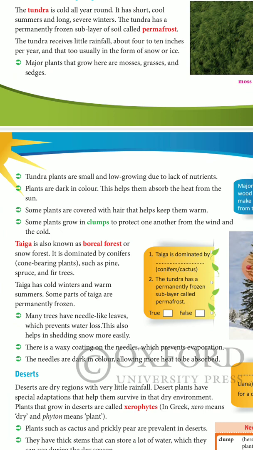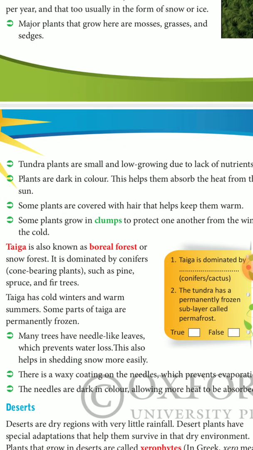That means they have more chlorophyll, and as we have studied in the 4th standard, the chlorophyll traps the sunlight. So more chlorophyll helps them absorb more heat from the sun. Now coming to the next adaptation. The plants are covered with hairs which keep them warm. So all of you have seen the yak in the cold region, right?